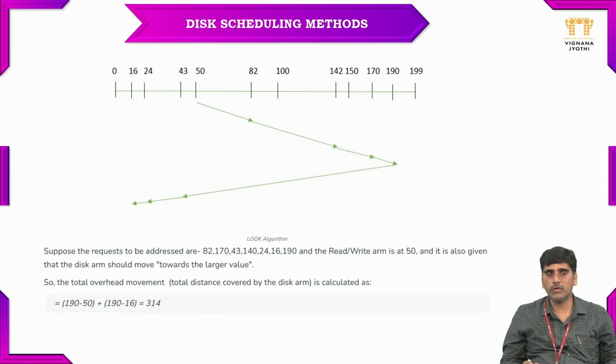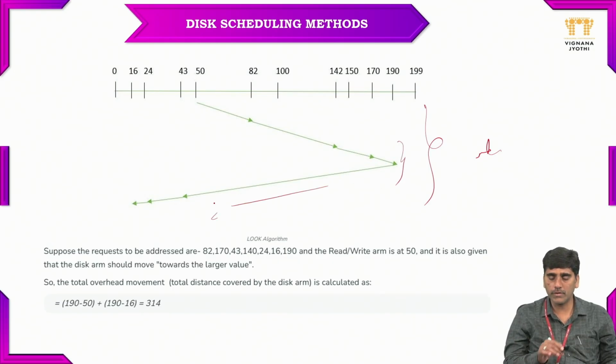So now we'll see how it works. If you see the arm positions, it does not go to the end of the disk first of all. It gives service up to the last request position, and also takes the reverse direction to the last request position. So how does it work? See here, the first movement is what? 50 to 82. The second position is what? 82 to 140. And the third position is what? 140 to 170, third position.